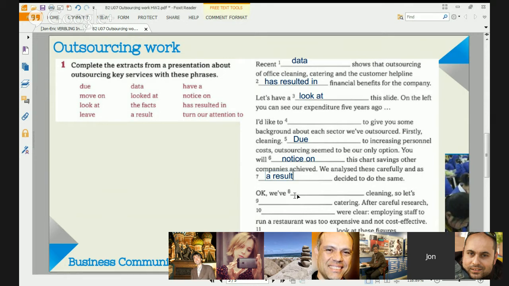Yuki, we're on to you for number 8. We've moved on cleaning. No. We've moved on cleaning doesn't work because we're missing a preposition. We've turned our attention to cleaning. We have? That one fits, but it's not the best choice. It fits though.